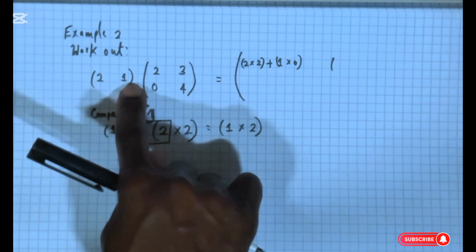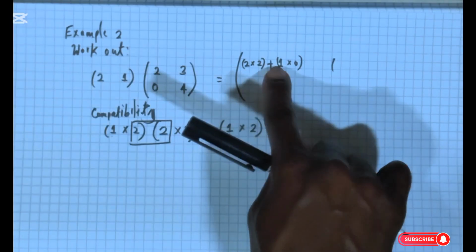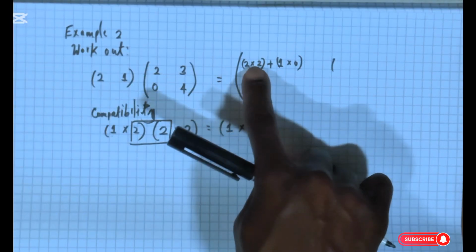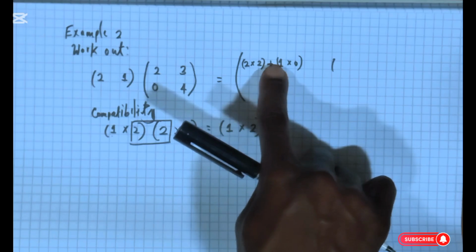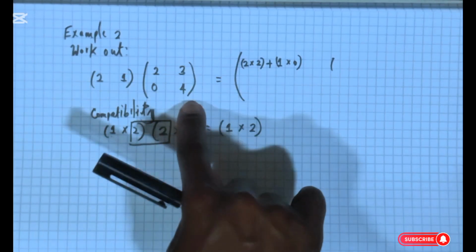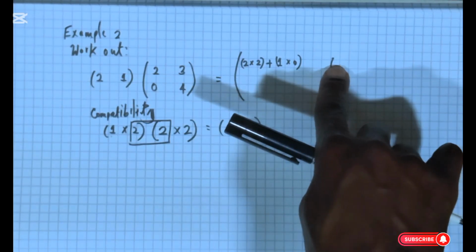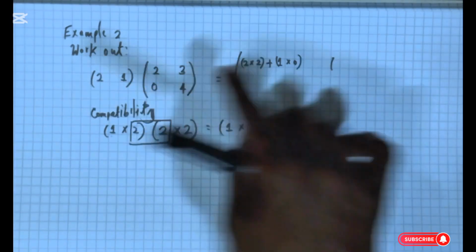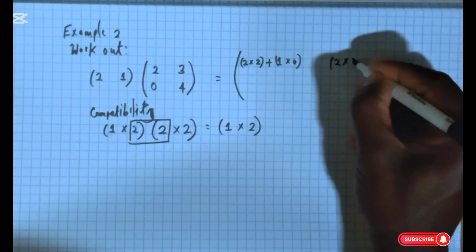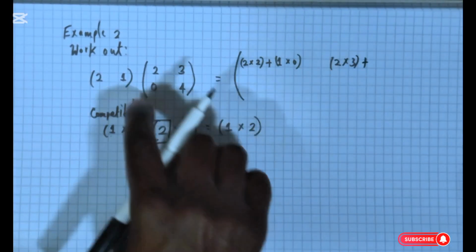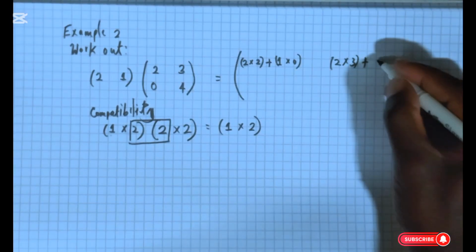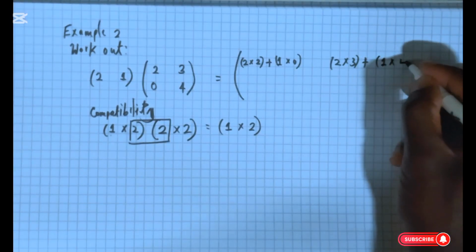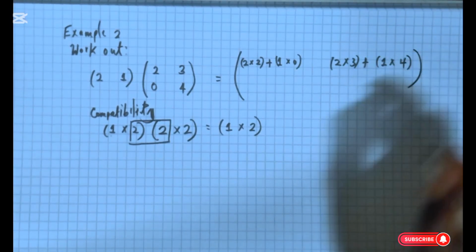Okay? So for this single row, it's multiplying row 1 by column 1 to get us the first digit here, and then it's multiplying the second column to get us the second digit right here. So it's going to be 2 times 3 plus 1 times 4.